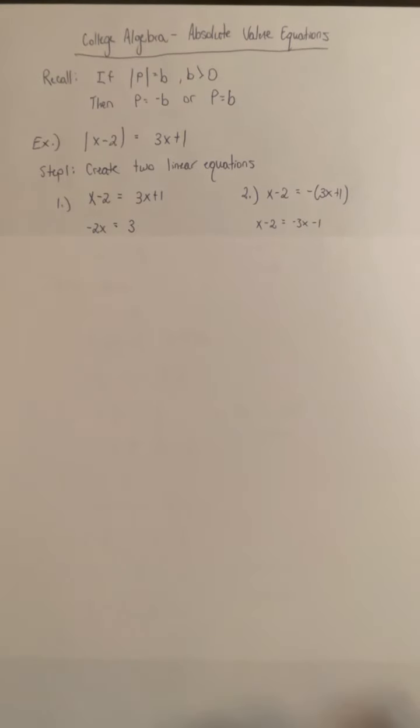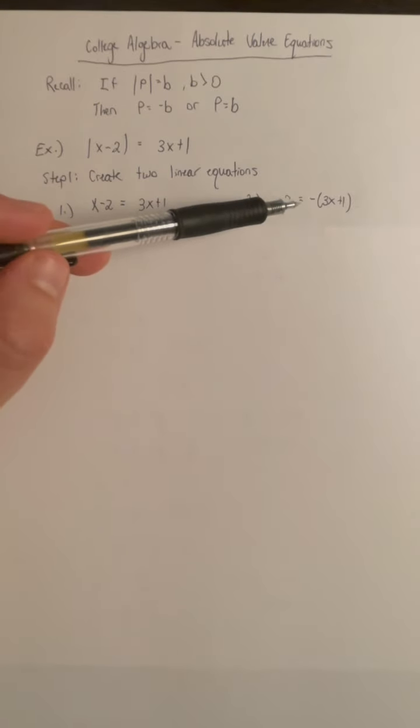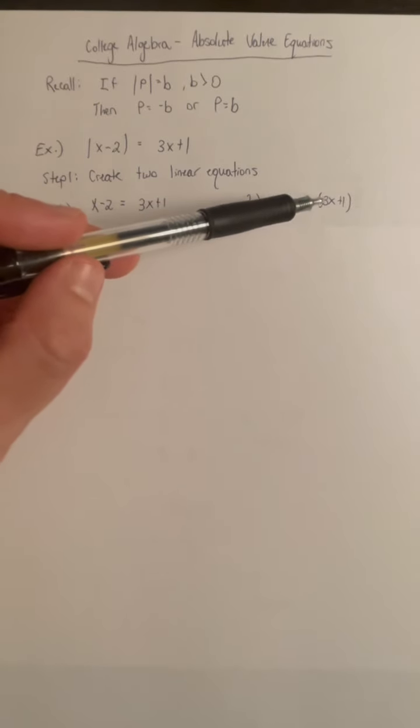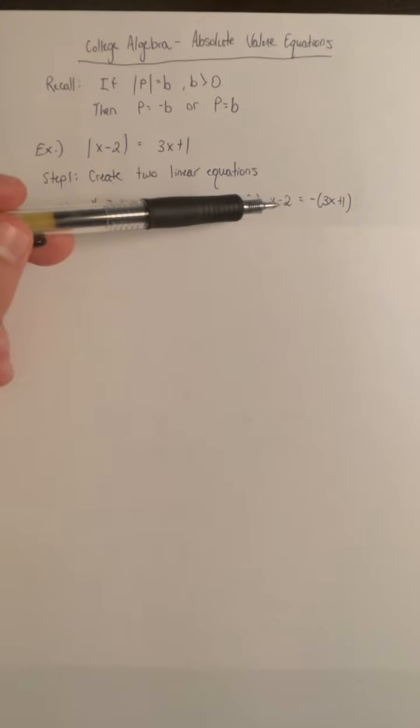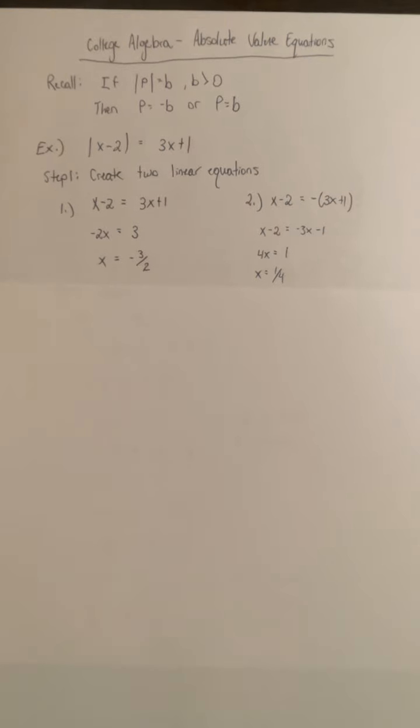So you can see here we have our two linear equations, where we have x minus 2, which is equal to 3x plus 1, and then x minus 2, which is equal to negative, and then parentheses, 3x plus 1. So this will be our P is equal to B term, and this will be our P is equal to negative B term. So we can solve for x, and what we'll obtain is x is equal to negative 3/2, and x is equal to 1/4.